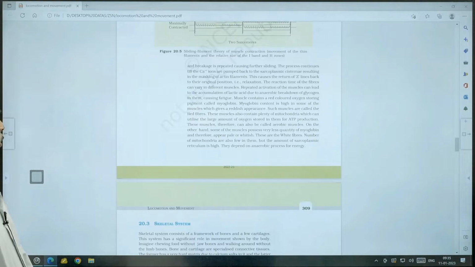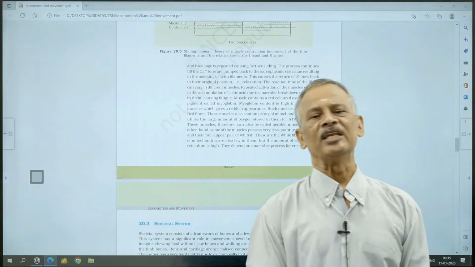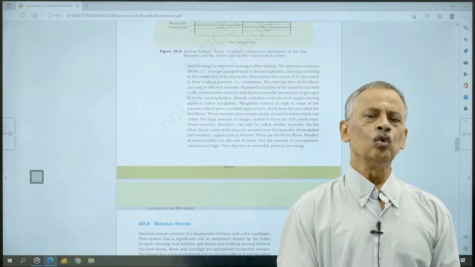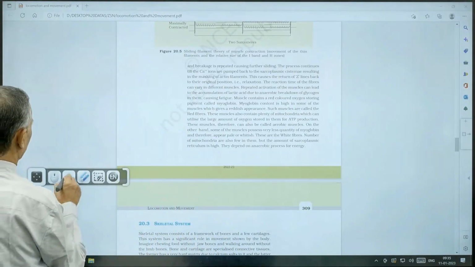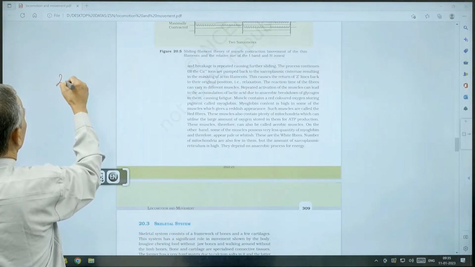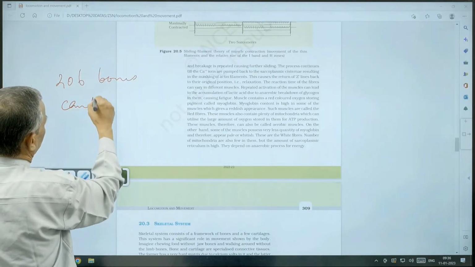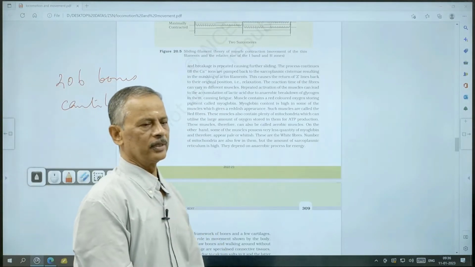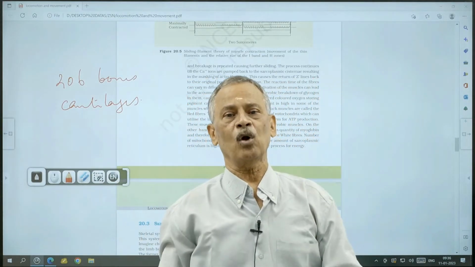Now going to the skeletal system. The skeletal system also develops from mesoderm. Our skeletal system consists of 206 bones plus some cartilages. They make the general framework of the body, give mechanical support to our body, and protect vital organs of our body.